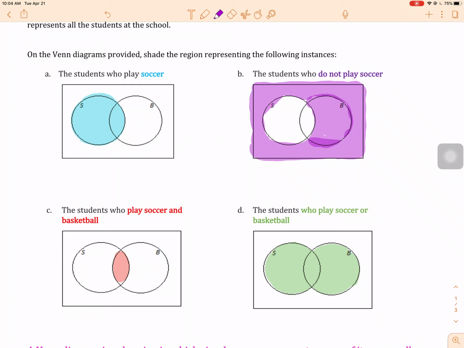Now, who are the students who play soccer and basketball? People in the middle, just the overlap between the two circles. And who are the students who play soccer or basketball? Either this group or this group, including the people who play both. If you play both, you do play either or, you play both.